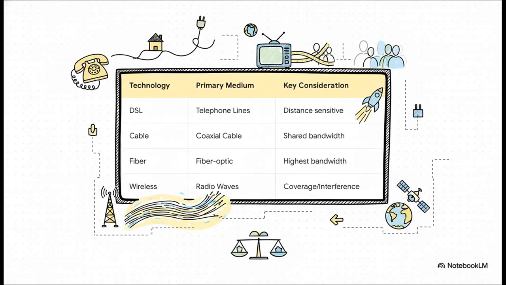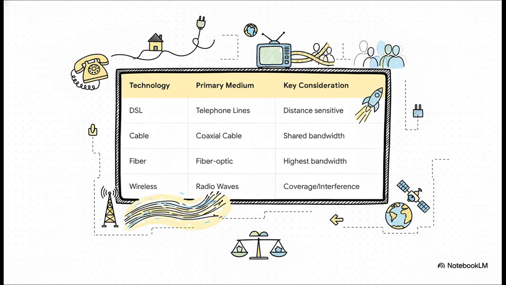Of course, to even use the internet, you need an on-ramp. This table breaks down the most common options. You've got DSL, which uses old phone lines, and its speed really depends on how far you are from the provider. Cable uses the TV network, but you share the bandwidth with all your neighbors. Then there's fiber, which offers incredible speed, but you have to install new lines. And of course, you have wireless options like cellular and satellite, which are amazing for remote areas, but they have their own trade-offs with coverage and cost.